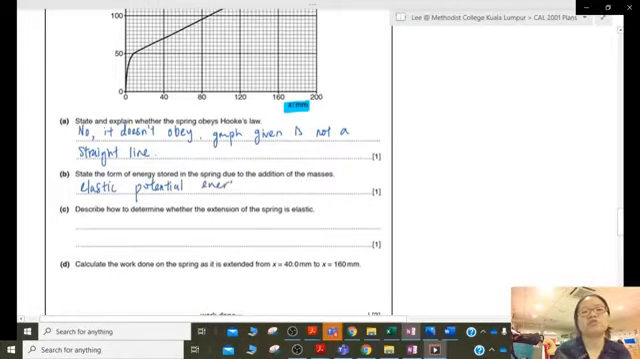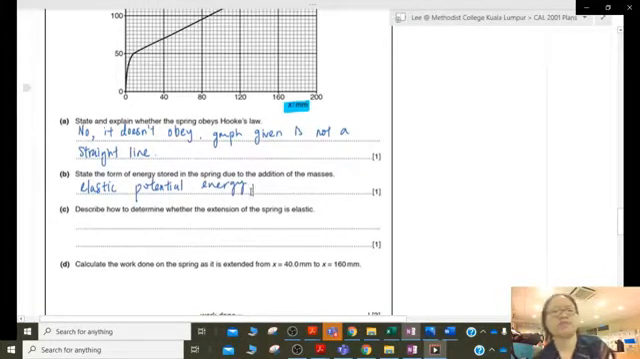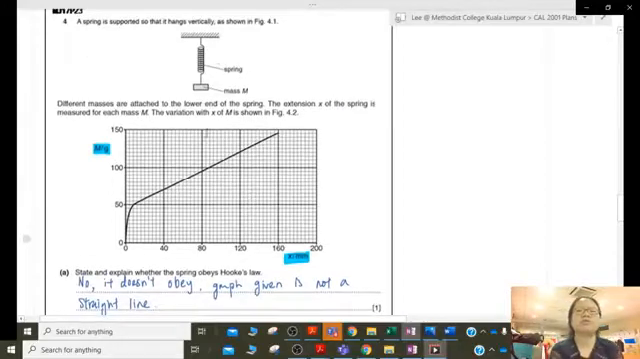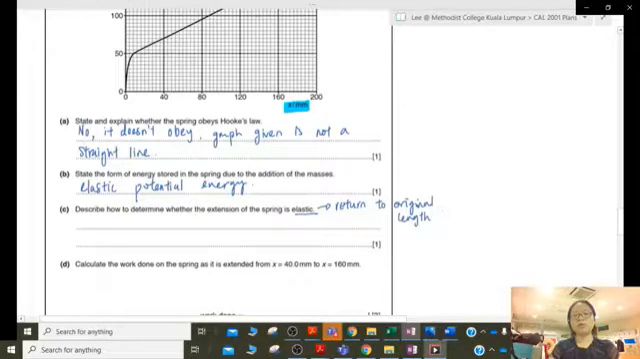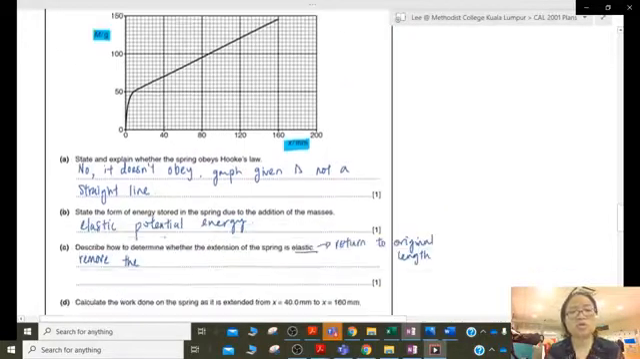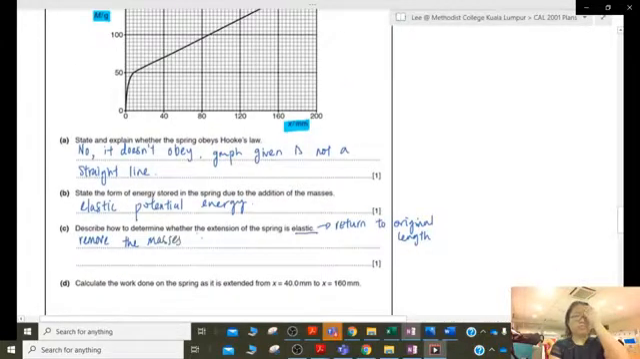State the form of energy stored in the spring due to addition of the masses. So there's only one form of energy you can store when you change the length, which is elastic potential energy. Describe how to determine whether the extension of the spring is elastic. Well, because it returns to the original length, it will be elastic. So how do you know if it can return to the original length? You remove the masses. So what we'll do is we will remove the masses suspended on the spring.